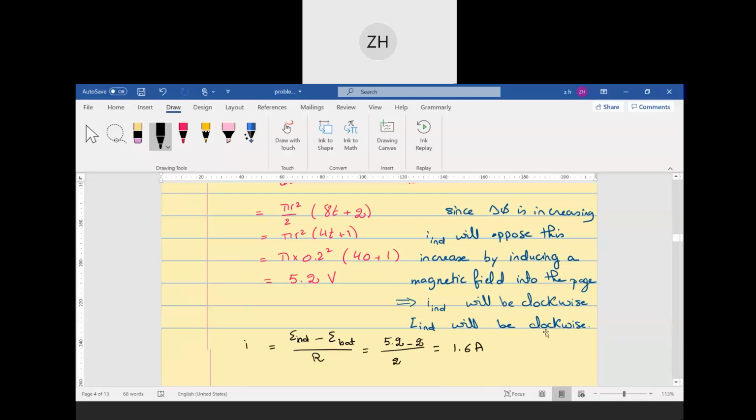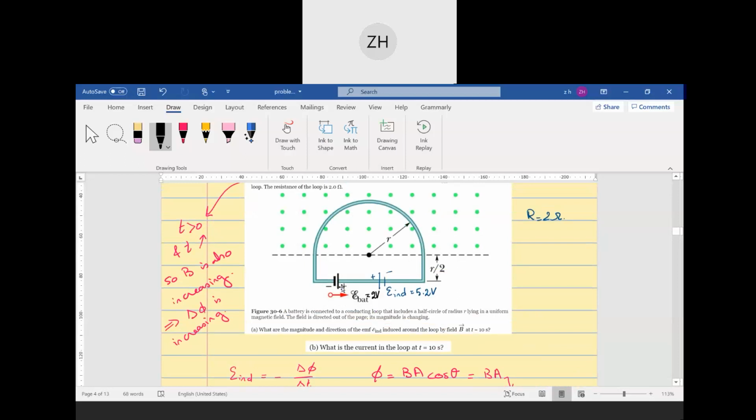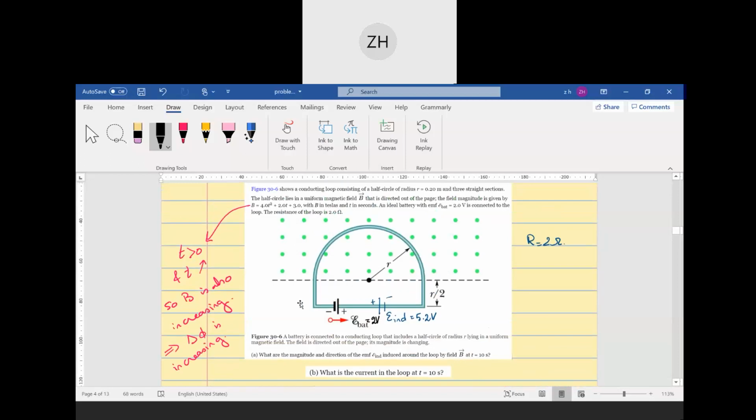So in this problem, we checked for the induced electromotive force and the induced current due to the magnetic field passing through part of a loop.